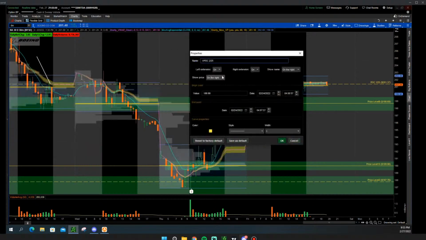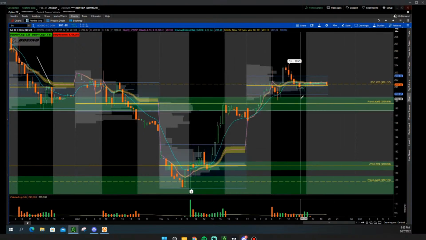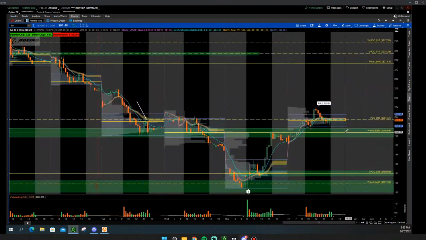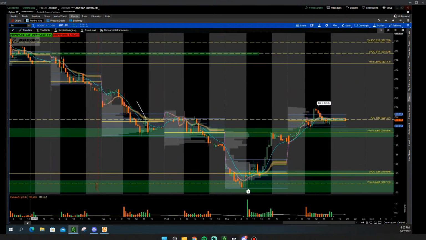What day is this? 224. And you guys see how many VPOCs I put today on 224, a ton. So definitely short below this level here tomorrow. I'll be shorting it there.